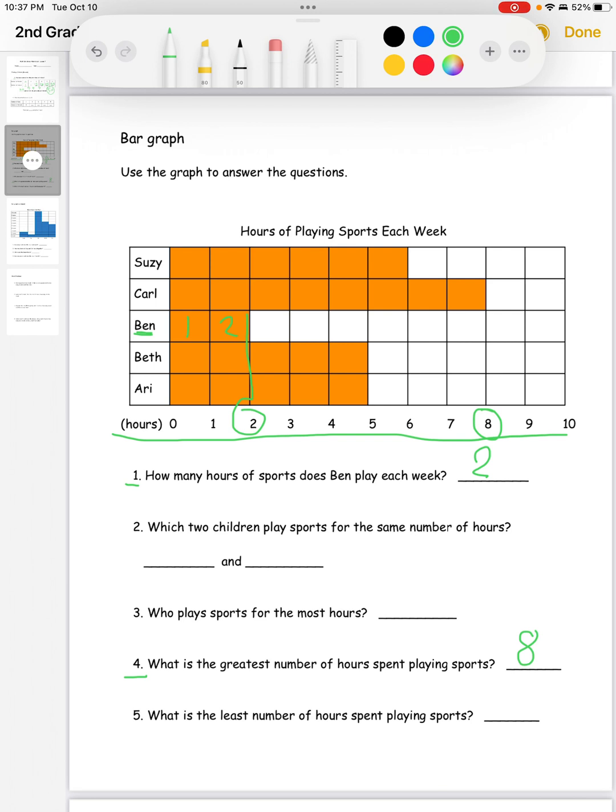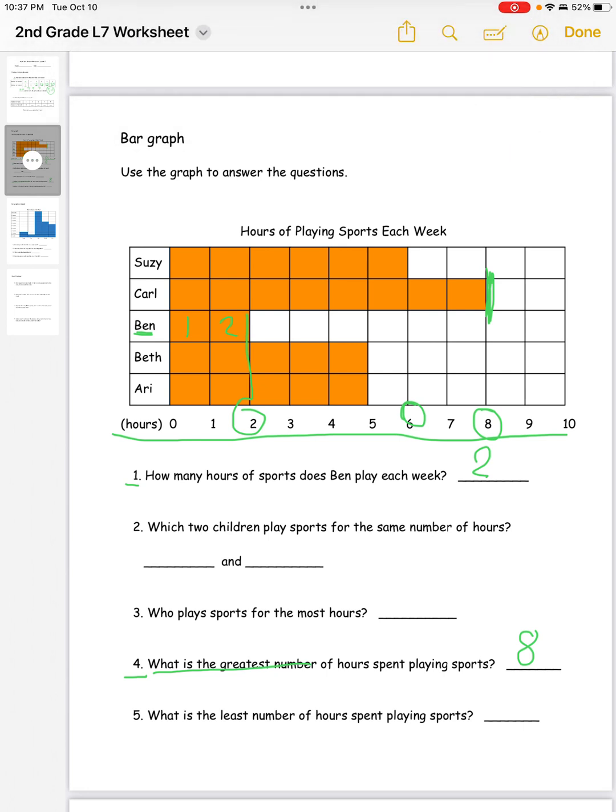Not the name, because it's just asking us what is the greatest number of hours, and not asking who has the greatest number of hours. It's asking what is the greatest number. So we could just see, and it's Carl because it's just the longest right here and it sticks out the most. So yeah. And it's not Susie, not 6, because 8 is greater than 6.